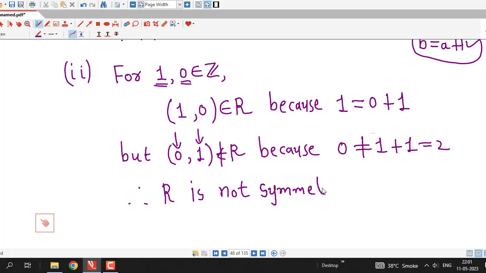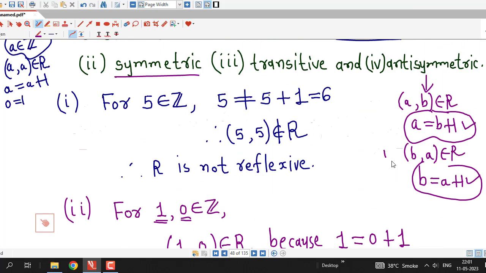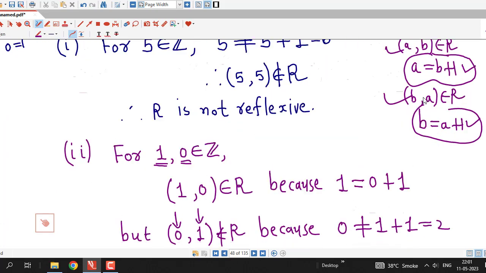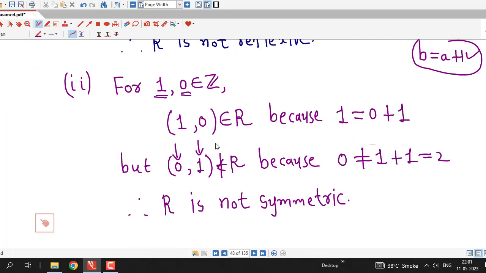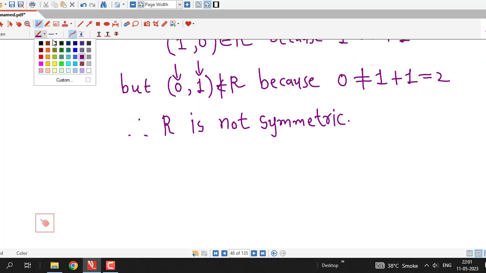If R is symmetric, then whenever (a, b) belongs to R, we must have (b, a) belongs to R. But that is not true here. For (1, 0) belongs to R, we do not have (0, 1) belongs to R after reversing the order of components. Therefore, this relation is not symmetric.